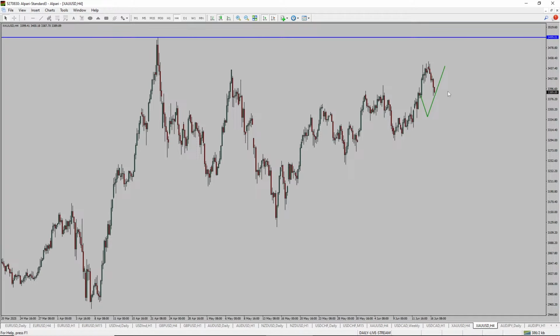Okay, so gold, I would say that regarding this gold, it's probably going to start the decline right over here. Okay, so let me see any other questions.